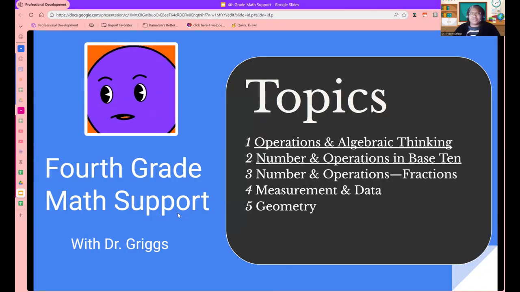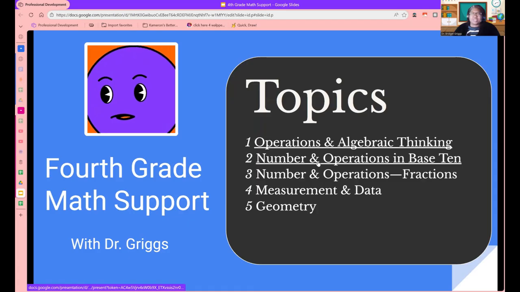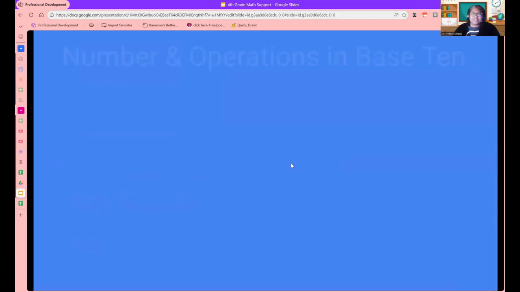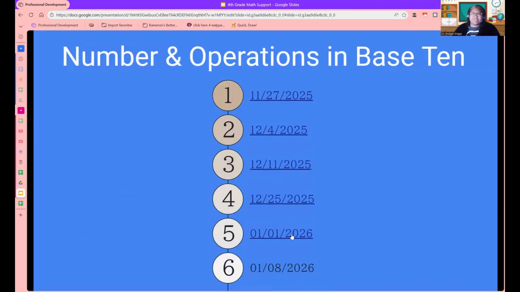Again, my name is Dr. Griggs, and these are our topics for the school year. We are now on topic 2, number and operations in base 10. Inside of this topic, we have 6 objectives. So let's look at our objective for today.